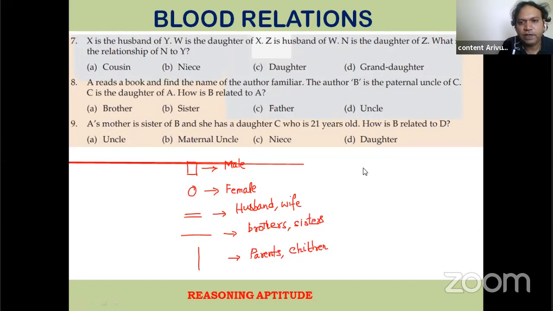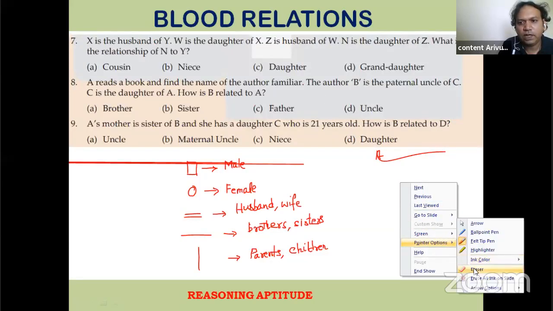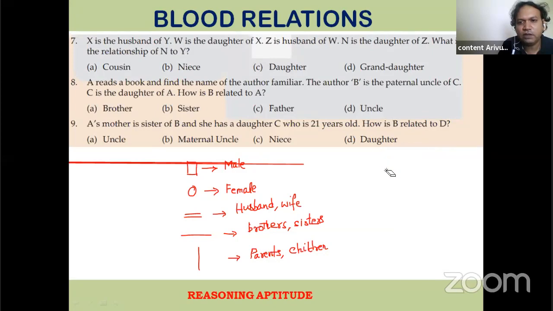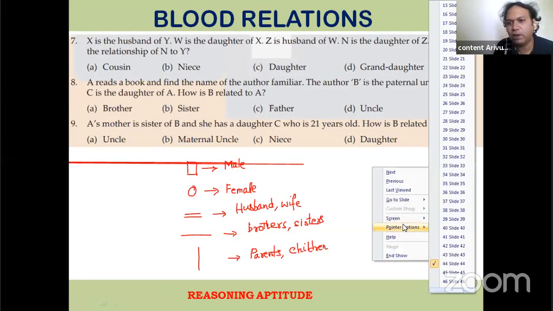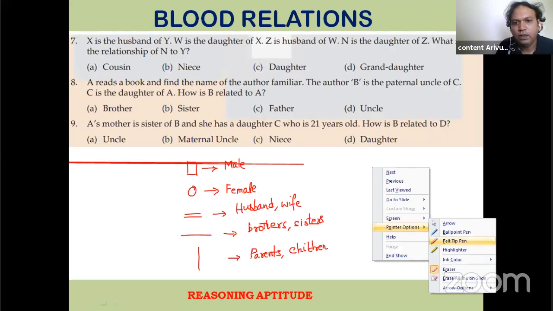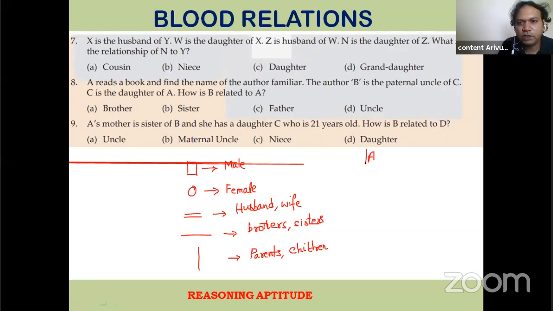So for example, if it's given that A is brother of B, whatever doubts are there, you can kindly post it in the chat room. So once I have done with this quick review, I'll be taking up the doubts one by one. So if we say A and we put a square around it, and we put an equal to symbol, and then we write B here and put a circle, that means now you can look at the symbol here. Equal to symbol is for husband and wife. So A is a male, B is a female. So that means A is husband and B is wife.